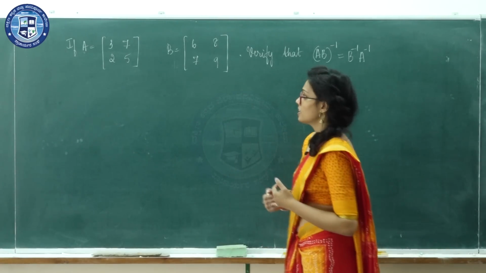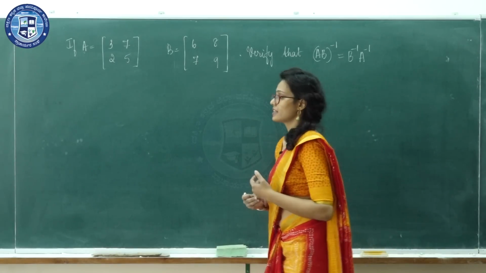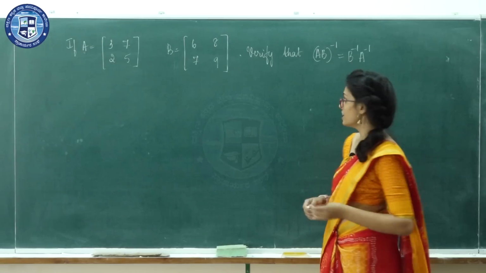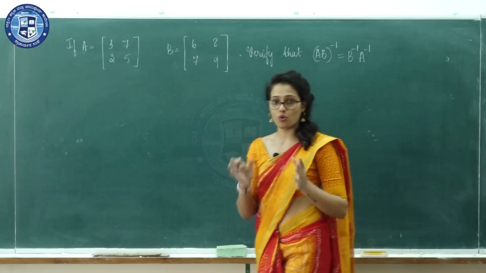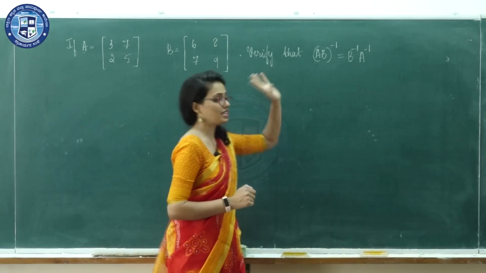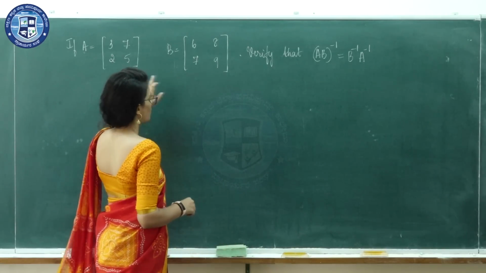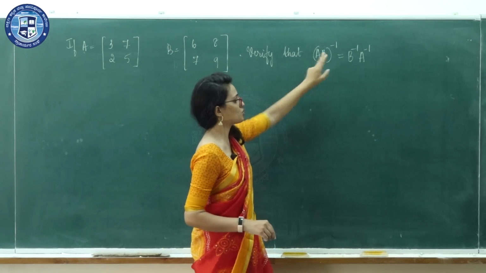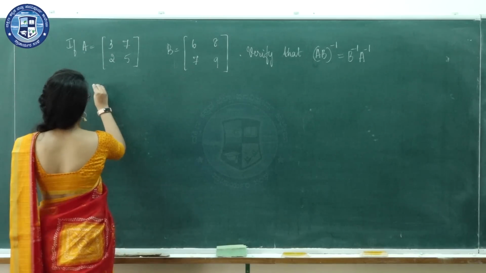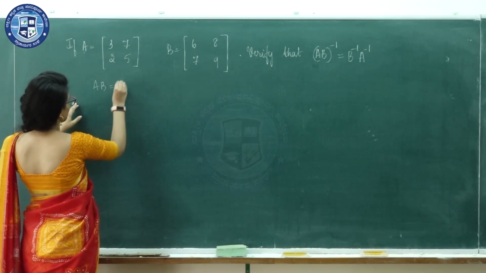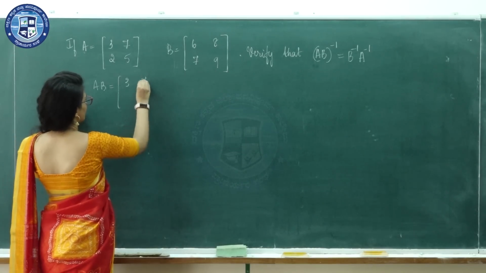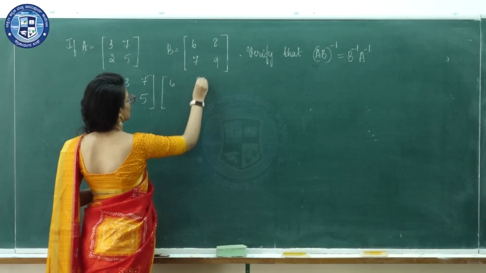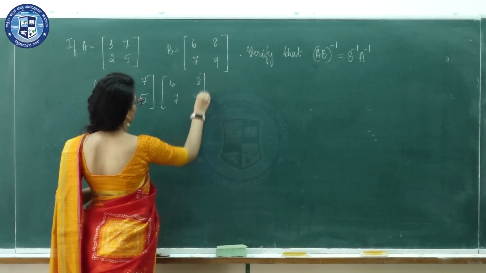Next question. If A is equal to the matrix 3, 7, 2, 5, matrix B is equal to 6, 8, 7, 9, verify that AB, the whole inverse, is equal to B inverse into A inverse. So, let us first find the left hand side. So, we need A into B first. So, let us find what is A into B. So, AB is equal to 3, 7, 2, 5 into the matrix 6, 8, 7, 9.